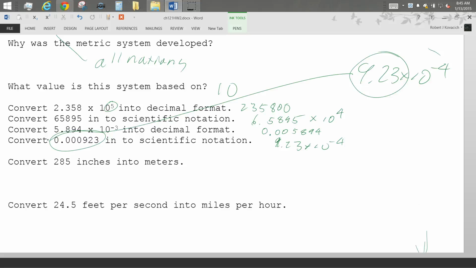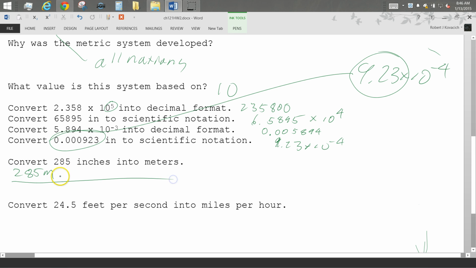Okay, let's convert this 285 inches into meters. So I'm going to start off with 285 inches. That was what I was given. So how many significant figures do we have? 3. We're not going to have to worry about significant figures for the rest of this problem because everything else that we're going to use is going to be an exact quantity or definition.